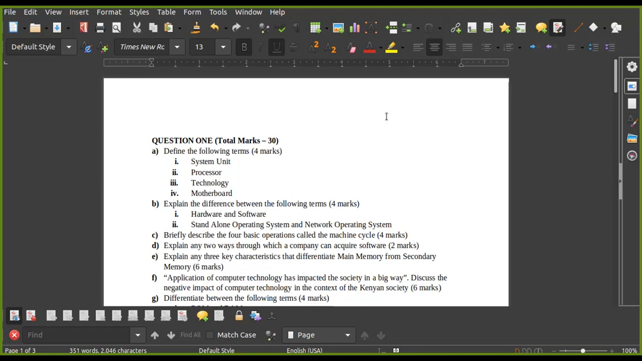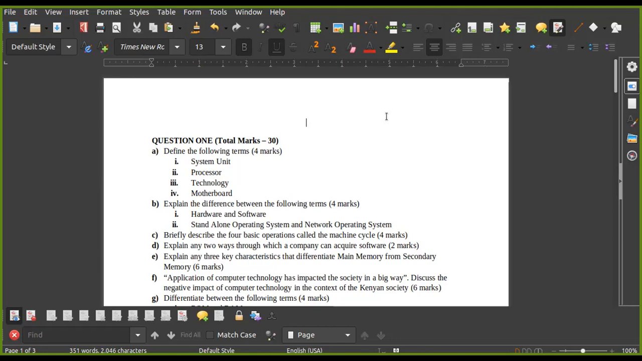So let's start with the first question. Define the following terms: system unit, processor, technology, and motherboard. These are very basic, really straightforward questions. System unit, all of us understand, is the casing that encloses the motherboard and all internal devices. Processor basically is a chip that allows us to carry out instructions and perform processes.